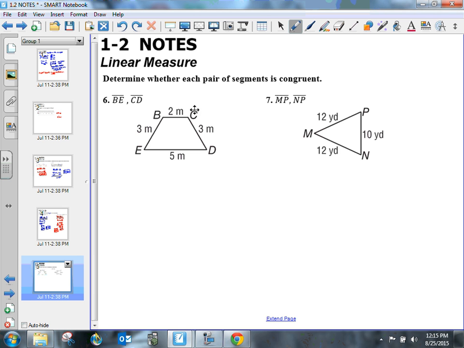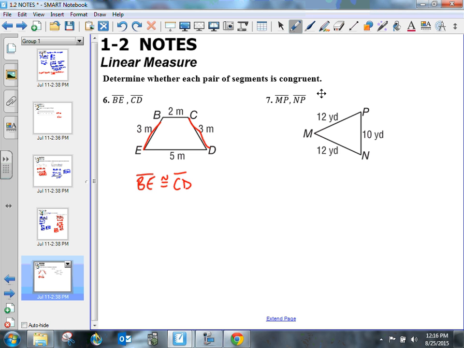On number 6, it says determine whether each pair of segments is congruent. It gives me segment BE, which is this segment right here, and I know that length is 3 meters, and then CD is also 3 meters. Because those have the same measure, because they're both 3 meters, I can say that BE is congruent, and this is the symbol for congruent. It's an equal sign with a little tilde up top. And then I can say that BE is congruent to CD, because they have the same measure, because they're both equal to 3.